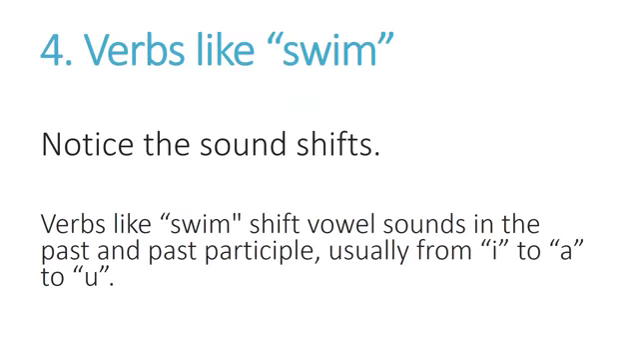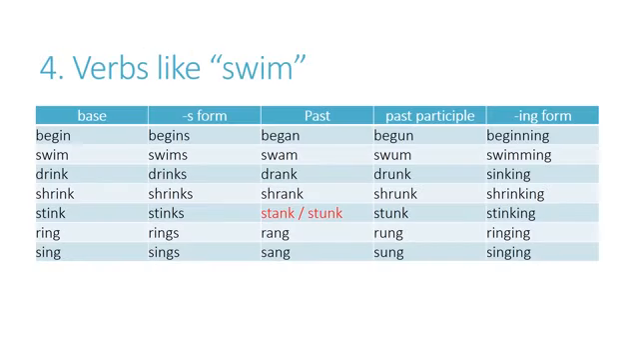Number 4 is verbs like swim. Again, you need to notice the sound shifts. Verbs like swim shift vowel sounds in the past and the past participle, usually from I to A and U. Let's look at some examples. Begin, began, begun. Swim, swam, swum. Drink, drank, drunk. Shrink, shrank, shrunk.